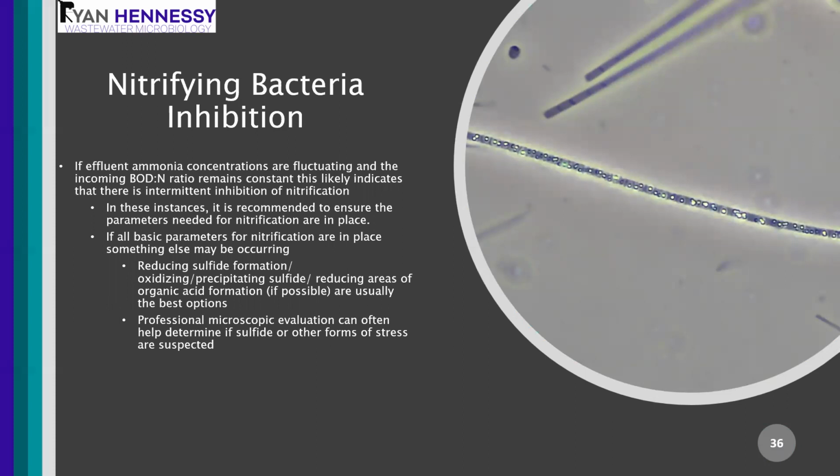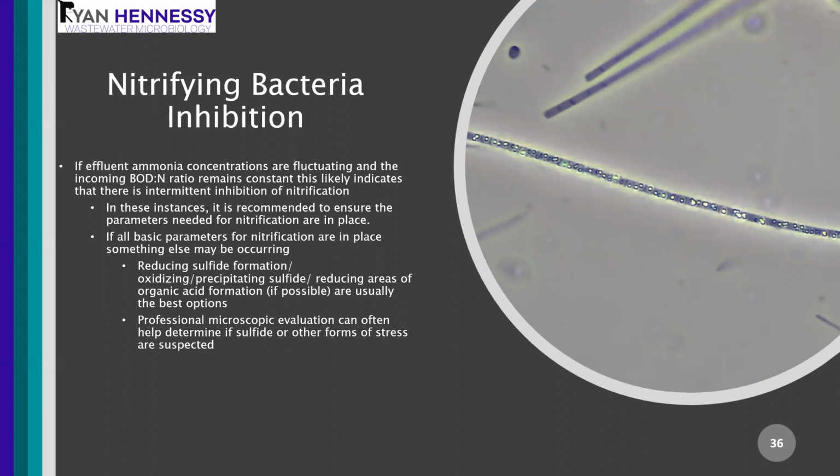Nitrifying bacteria inhibition: if effluent ammonia concentrations are fluctuating and you have a fairly steady BOD to N ratio in your influent, then this is a really big red flag that there might be intermittent inhibition occurring. So, you always want to start with the basics, make sure that the dissolved oxygen, the sludge age, the pH, the alkalinity, all of that's in a good range. And if it's still not nitrifying, then it's very likely that there's an inhibition occurring.